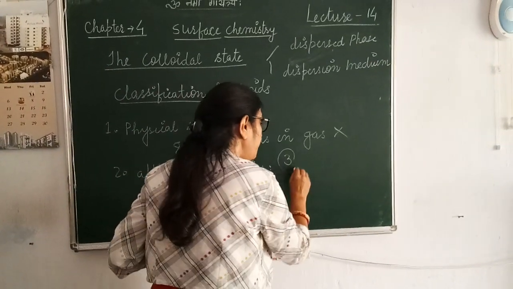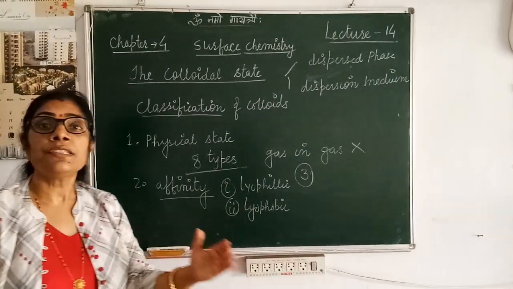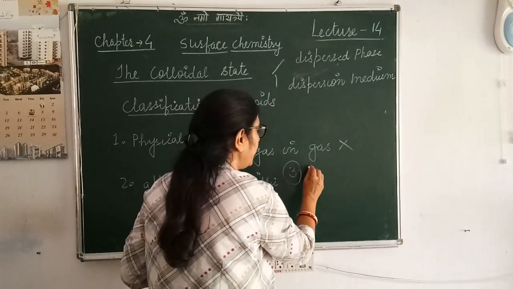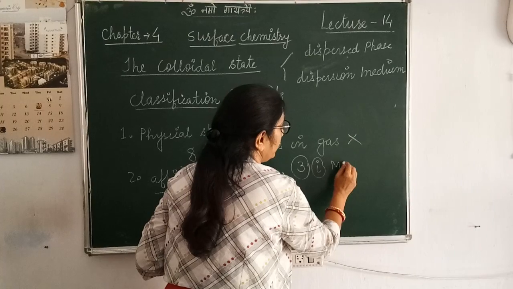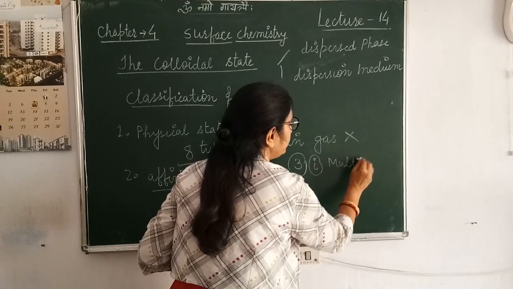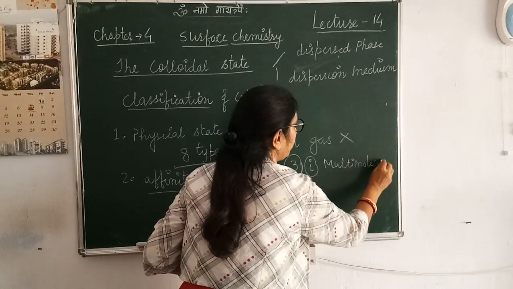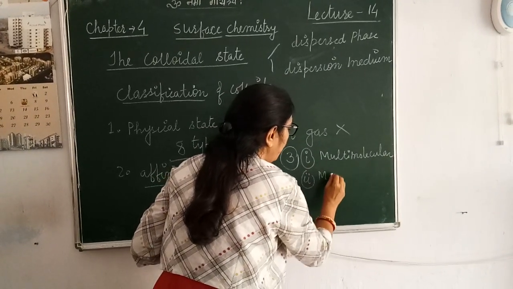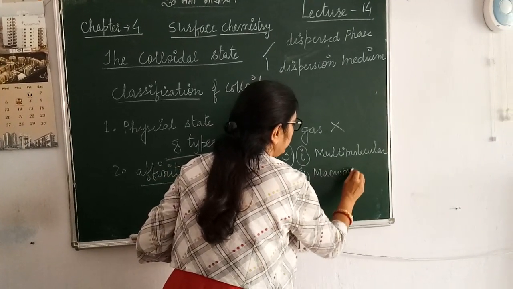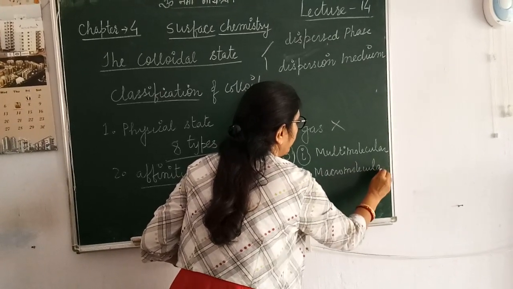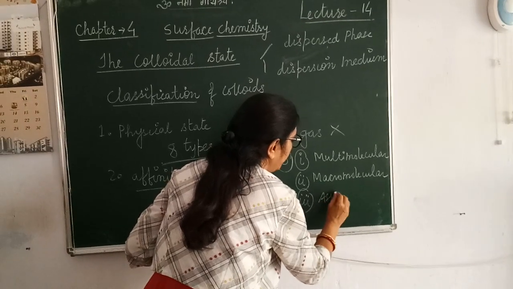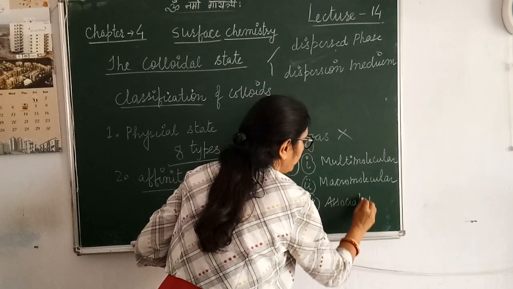The third classification is on the basis of the particles, and here also 3 types. One is multimolecular colloids, second is macromolecular colloids, and the third is associated or aggregated colloids. Okay.